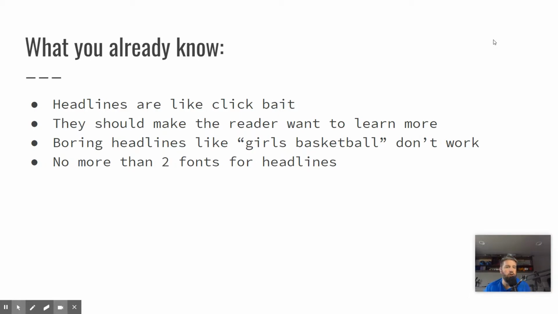Boring headlines like "girls basketball" don't work. We would never do that. And you really don't want to ever use more than 2 fonts for headlines. And that's our procedure as well. We usually use 2 fonts for headlines. But let's get a little bit deeper. I didn't feel like that last video went into the fine details about how to write headlines like it should. So that's what we're going to do here.